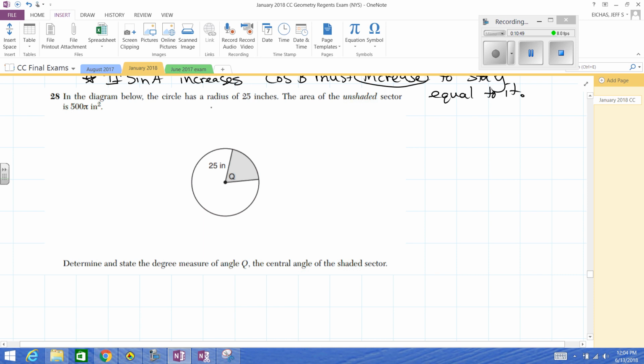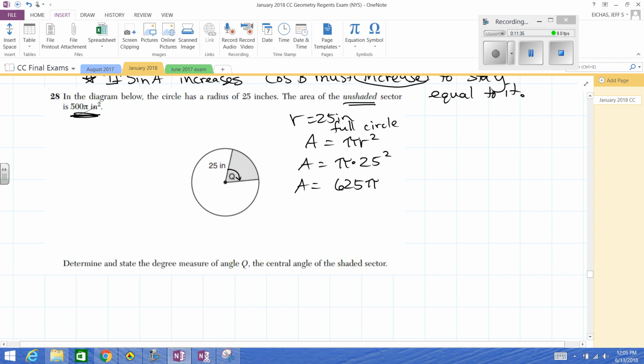Let's see, the circle has a radius of 25, and the area of the unshaded sector is 500 pi. We want angle Q, the central angle of the shaded region. What I'll do is figure out the area of the full circle, then the area of the shaded region, since the unshaded is 500 pi. The area of the full circle is pi r squared, that's 625 pi. I'm leaving it in terms of pi because the given area is in terms of pi.